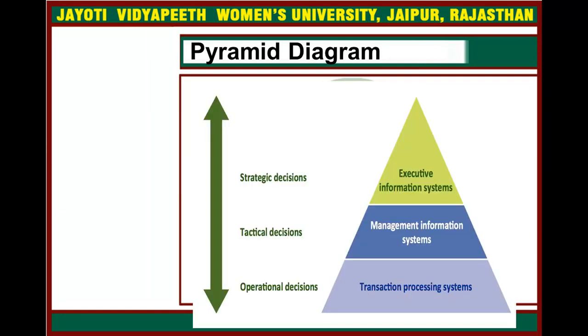Now see this diagram. This is a pyramid diagram. In this you can see transaction processing and management information system, executive information system, and this is the operational layer, where operational decisions are made, and this is where tactical decisions are made, and then finally in the last executive phase, strategic decisions can be made.